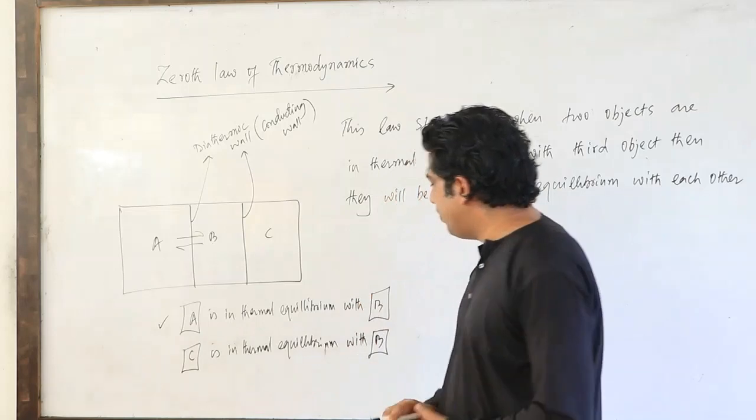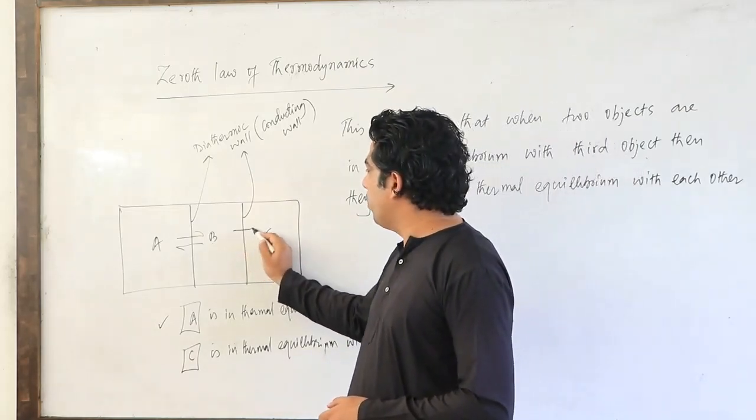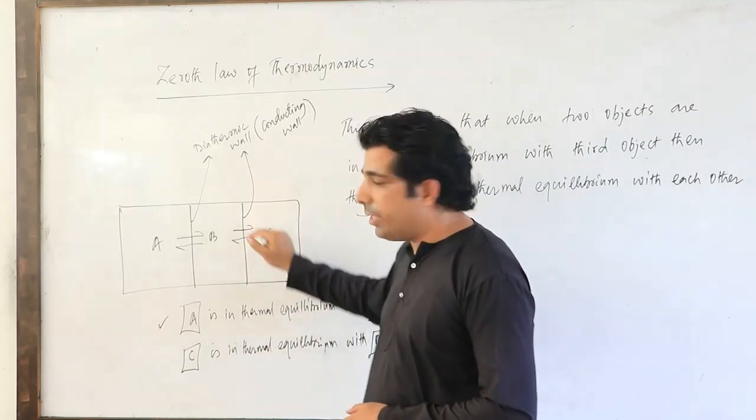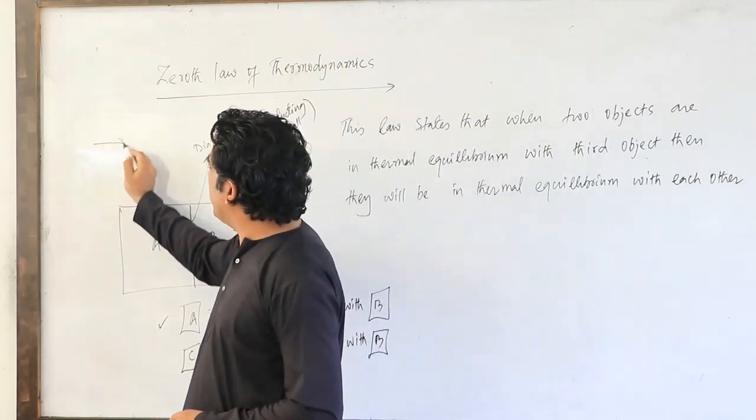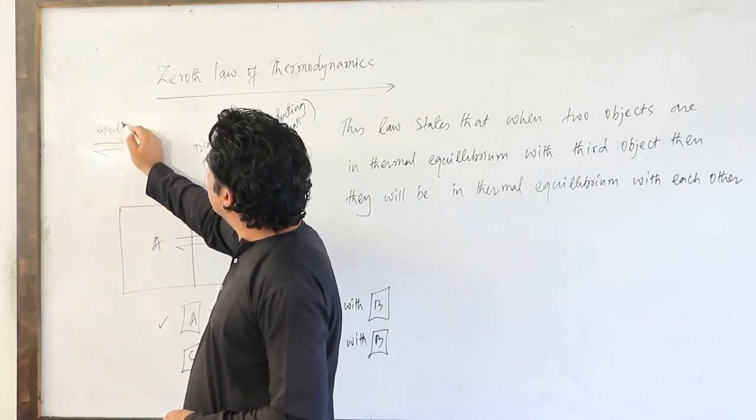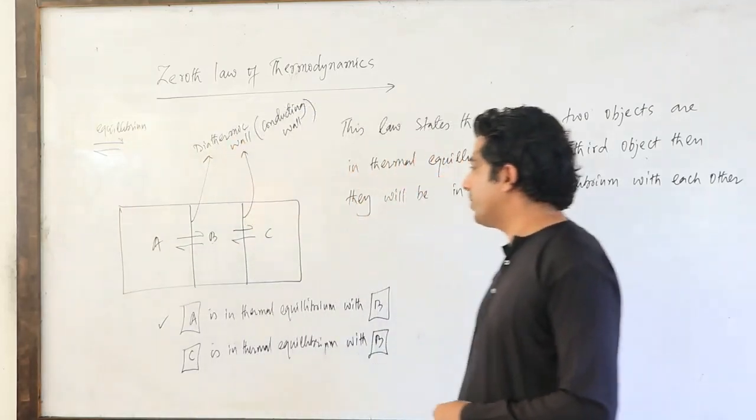So my dear friends, B is common here. So now heat will flow from B to C and C to B. That means equilibrium. These arrows will indicate the equilibrium state. Half arrows, forward and backward. So that is the equilibrium state.